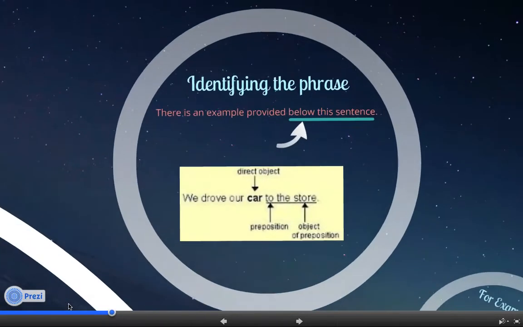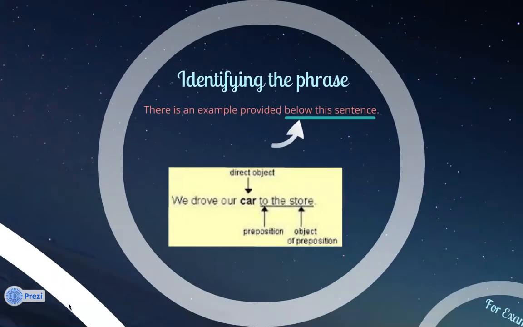Alright, we're not going to watch all the video, but hopefully that gave you a good idea of what prepositions do and how they work within a sentence. Now, let's identify the prepositional phrase. We drove our car to the store. The direct object would be the car, and the preposition is to; the prepositional phrase would be to the store. See it a little more clearly?